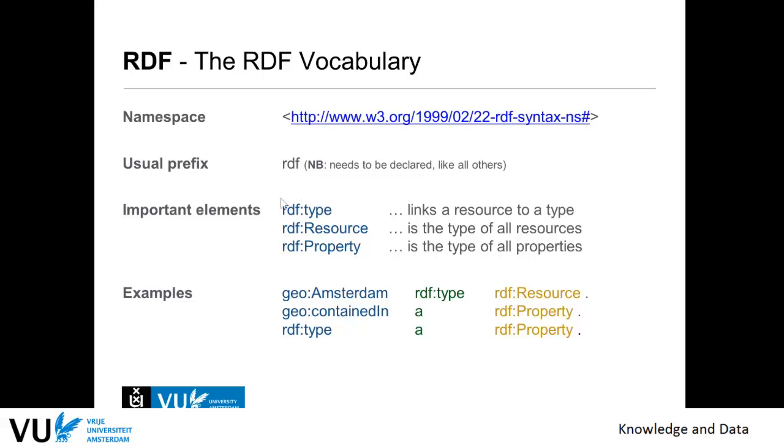Then you have important elements such as rdf:type, which links a resource to a type. rdf:Resource is the type of all resources, and rdf:Property is the type of all properties. This allows you to give information about an object, a URI, a resource, such as Geo Amsterdam, namely that it is of type resource. You can say that contained-in is of type property, and rdf:type is a property as well. So we can even manipulate the RDF vocabulary itself using RDF.